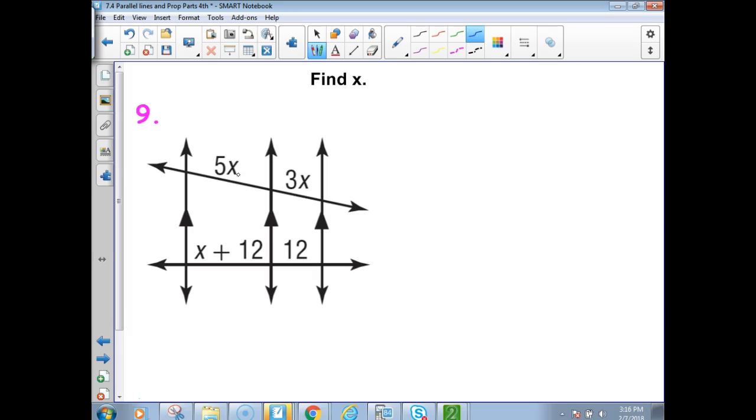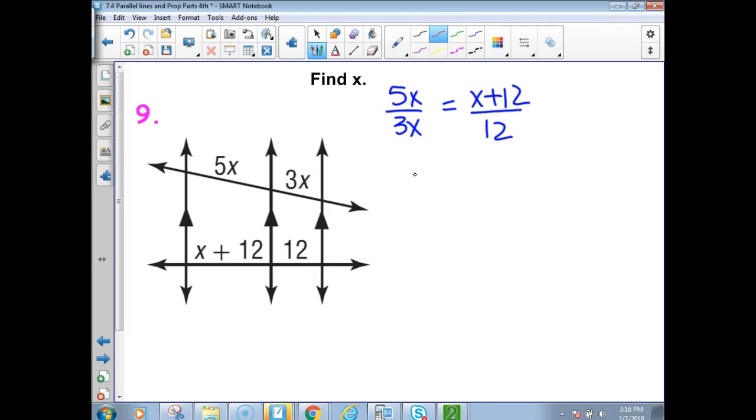If I go vertically, I'm going to have some issues with solving. I want to go this way. Because these are the parallel lines. That transversal is cutting through those parallel lines, and it creates the parts that are proportional to the other side's parts. So it's 5x over 3x. And that equals x plus 12 over 12.